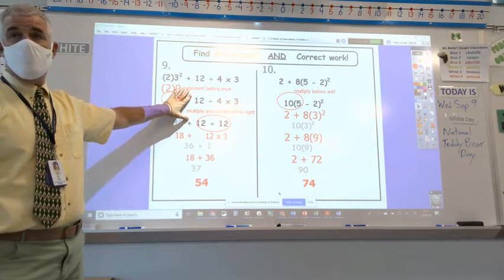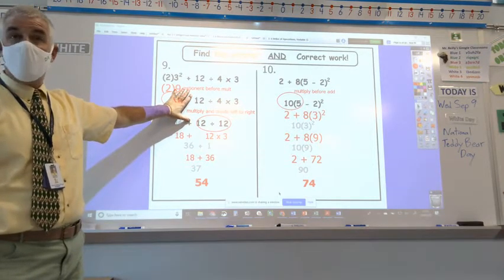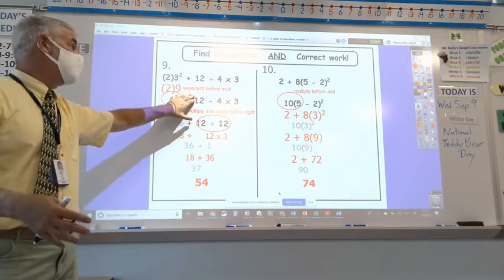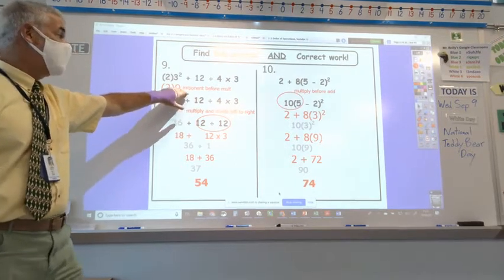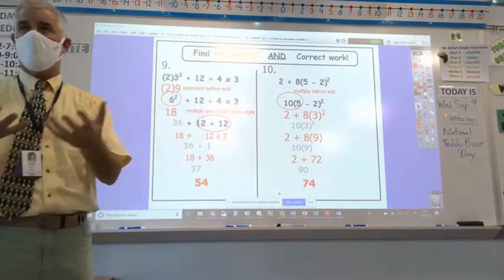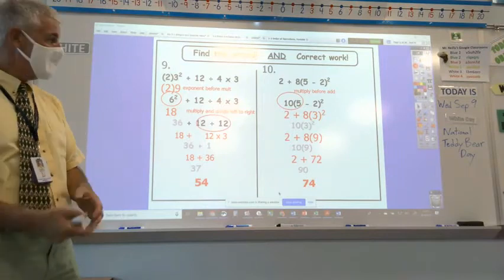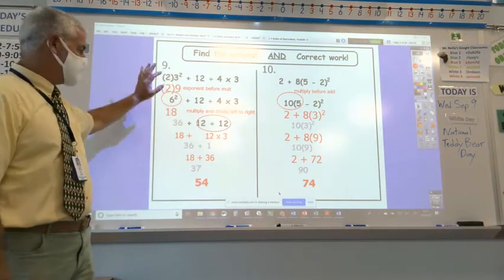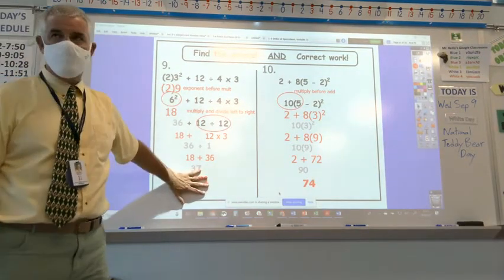Don't just say "multiply." That's not enough. Okay, what did they do? That they should have done the exponent before the multiplication, or their mistake was that they multiplied before evaluating the exponent. Okay, and then correcting it, which is a little confusing in the way this problem is set up, right?